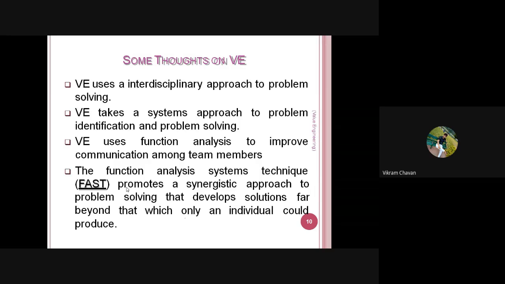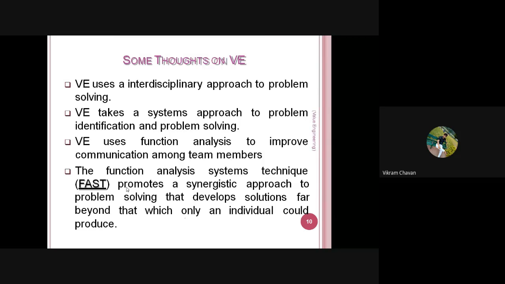Value engineering uses an interdisciplinary approach. Discipline means what? Mechanical is one stream and one discipline. Electronics and telecommunication is one stream and one discipline. Then electrical engineering is one discipline, then civil engineering is one discipline. Interdisciplinary means that problems related to different streams also need to be tackled.